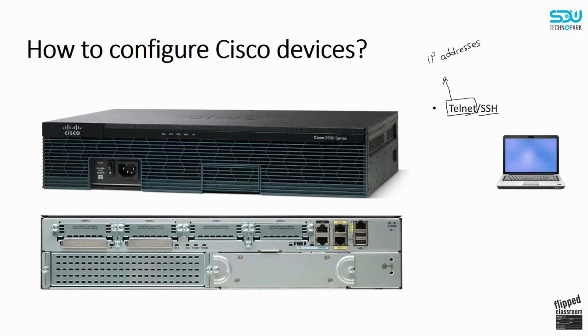So at least one of the interfaces of the router has to have an IP address, for example, the interface GigabitEthernet 0/1. If we give it an IP address like 192.168.10.1 with prefix 24, and from the other side our computer will have an IP address 192.168.10.2 with prefix 24.